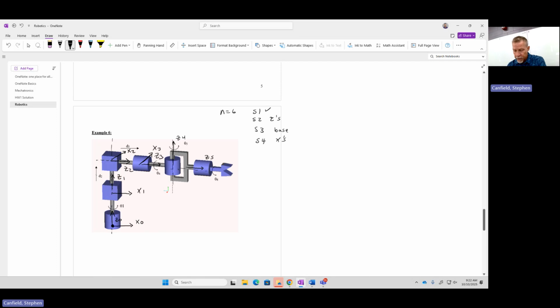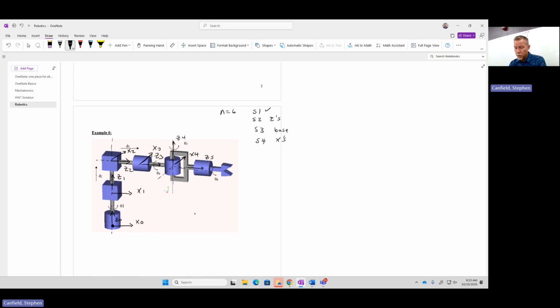X4 is a common normal between Z3 and Z4, so now I do have to use my right hand. By pointing my fingers in the direction of Z3, it's going to the right. Curl them to Z4 going up. That's my positive direction coming out. I am going to, once again, keep them all lined up. So I'm going to go back there. So it'll be the negative direction. I'm free to do that.